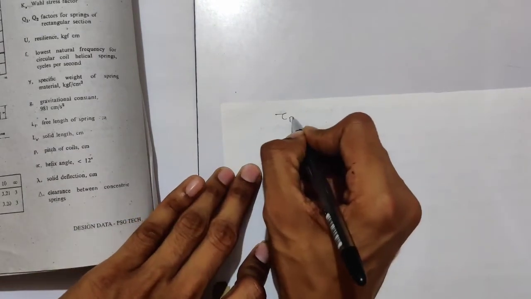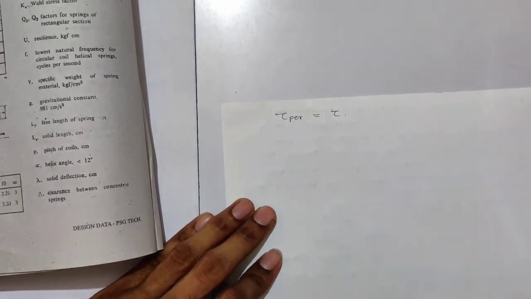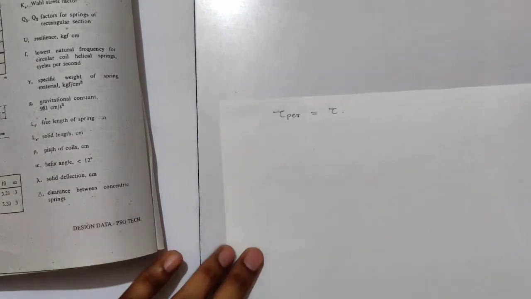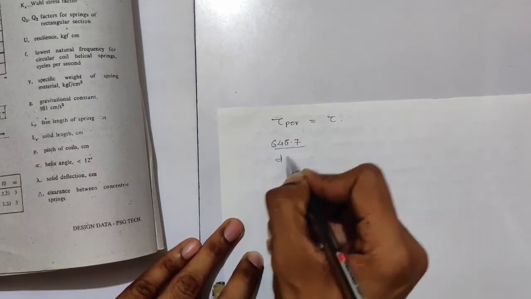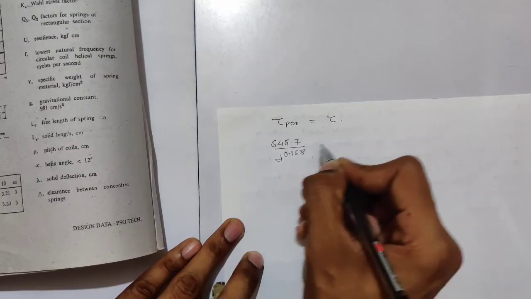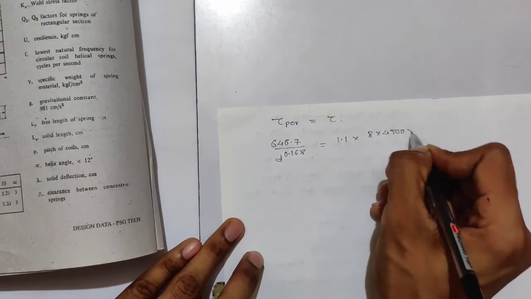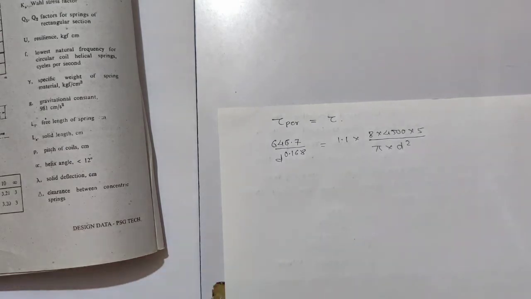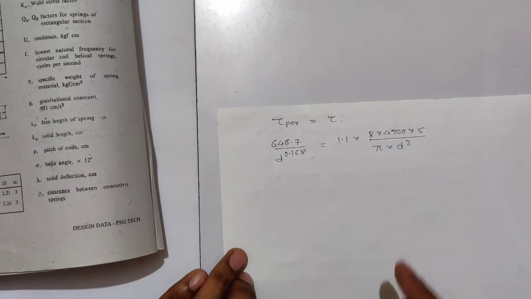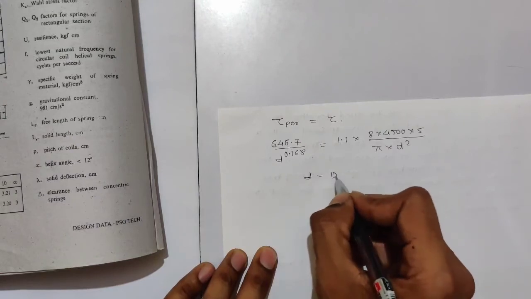Okay, so now tau permissible should be equal to or greater than tau. Now I'm having tau permissible as 646.7 upon d raised to 0.168, equal to 1.1 into 8 into 4500 into 5 upon pi into d square. So now you can solve this equation, and you can find the value of d. So you will get the value of d as 12.17.